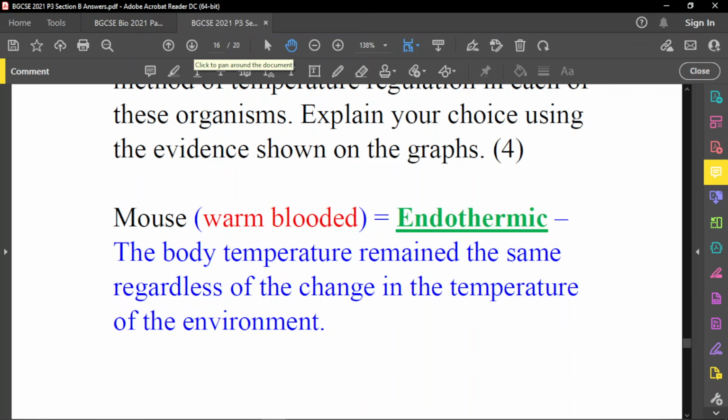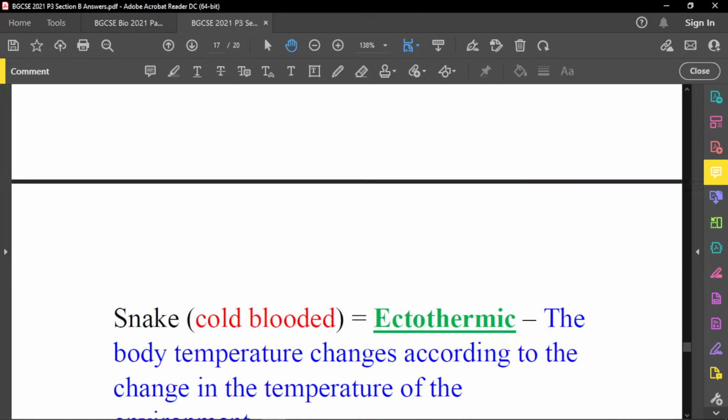Since it's endothermic, this means that the body temperature remains the same regardless of a change in the temperature of the environment. So warm-blooded organisms maintain their temperature regardless of changes in the environment. As a matter of fact, warm-blooded organisms are endotherms. Endotherms are only mammals and birds, just to make a mention of that, right?